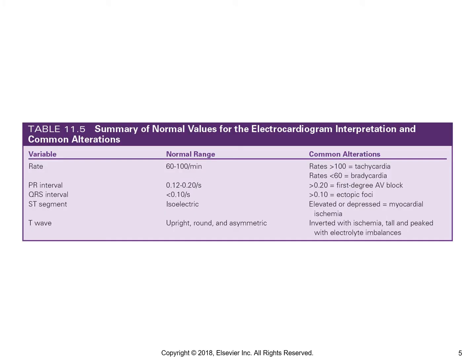All right, so this is a little summary of the normal values as far as heart rate, your PR interval, your QRS interval, your ST segment, whether it's elevated or depressed, and then your T wave, showing what some irregularities might be. So this comes from chapter 11 right out of your textbook. So know this table.